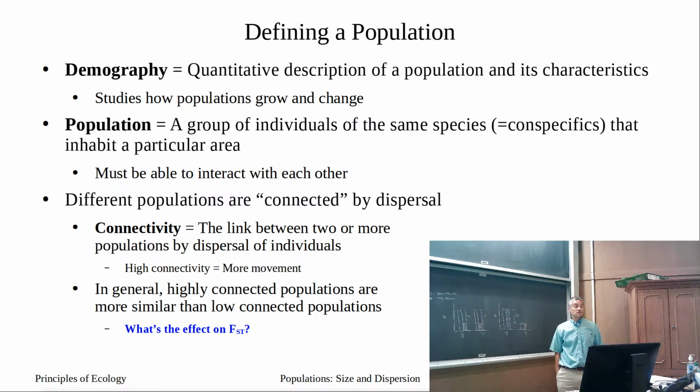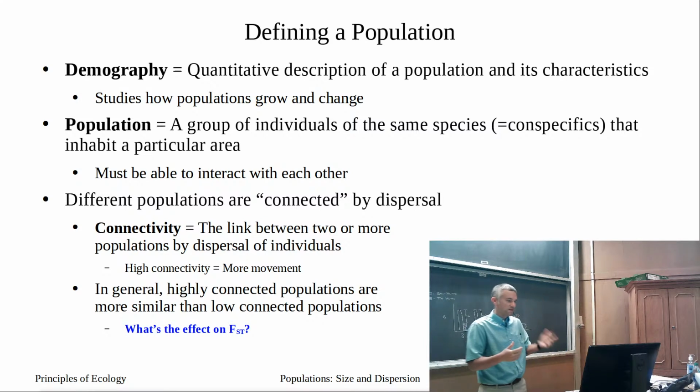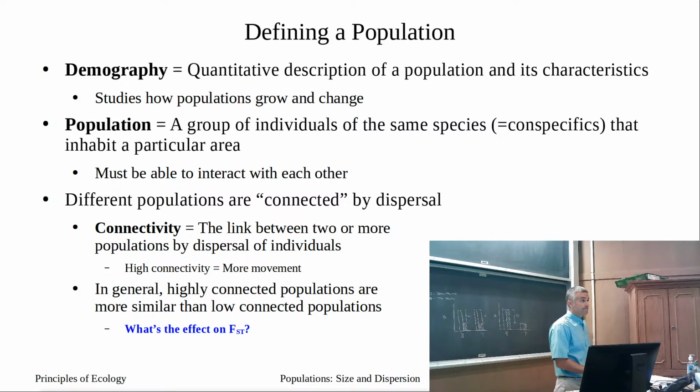Now we're at population. Now we're studying a population, so now it's kind of a good idea to really define what a population is. We define population as a group of individuals of the same species that inhabit a particular area. The individuals of the same species are called conspecifics. So you may see definition as a group of conspecifics that inhabit a particular area. That just means it's a group of individuals of the same species.